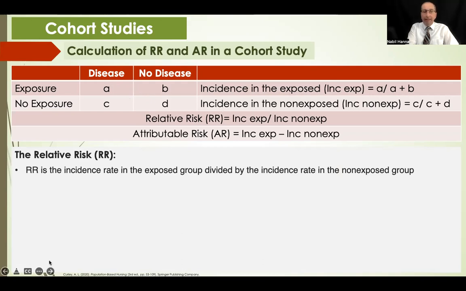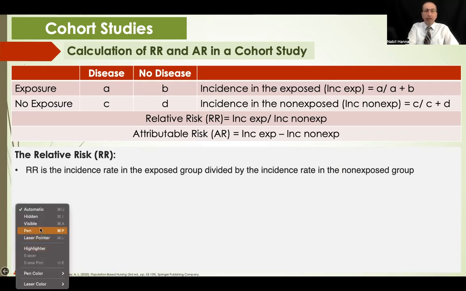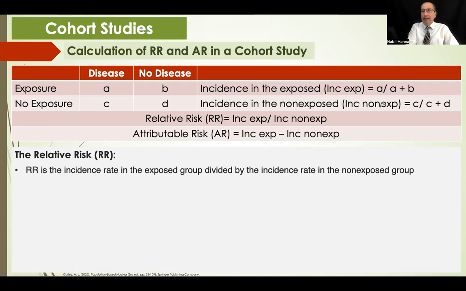If we want to calculate the incidence in the non-exposed group, C and D are non-exposed, but the incidence is only in C. So we want to know the ratio of C to the total of non-exposed. So it's going to be C over C plus D. The relative risk is simply, we divide the incidence in the exposed by the incidence in the non-exposed, whereas the attributable risk or the absolute risk is the incidence in the exposed minus the incidence in the non-exposed.